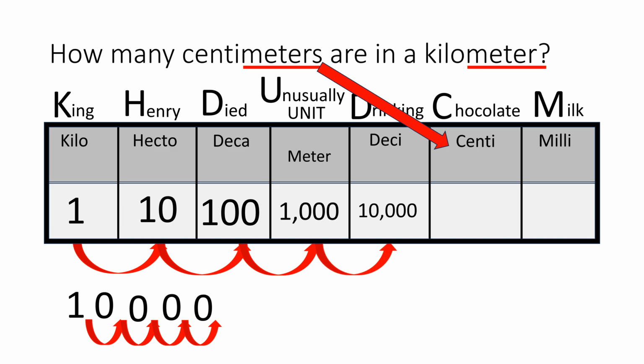Let's go 2 more spaces to the deci and the centi. Total of 5 spaces. That's going to be a total of 5 zeros. And there is 100,000 centimeters in 1 kilometer.